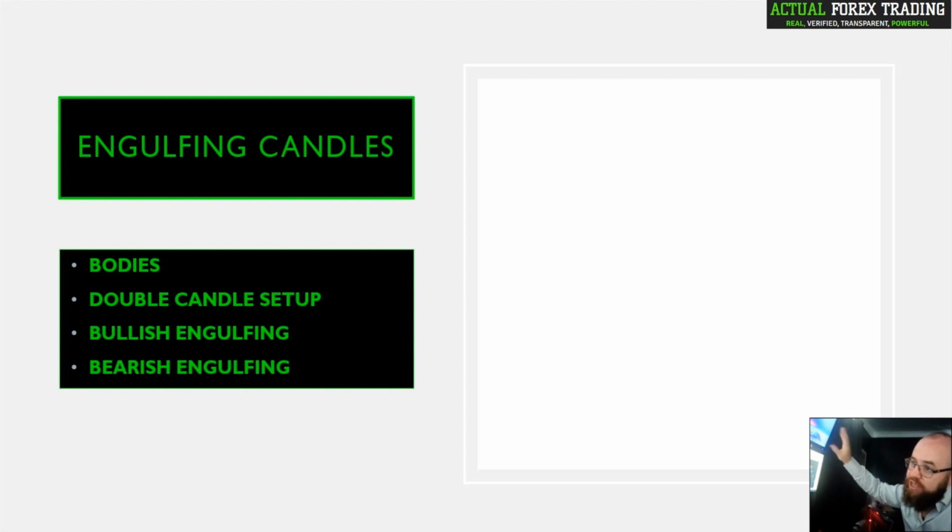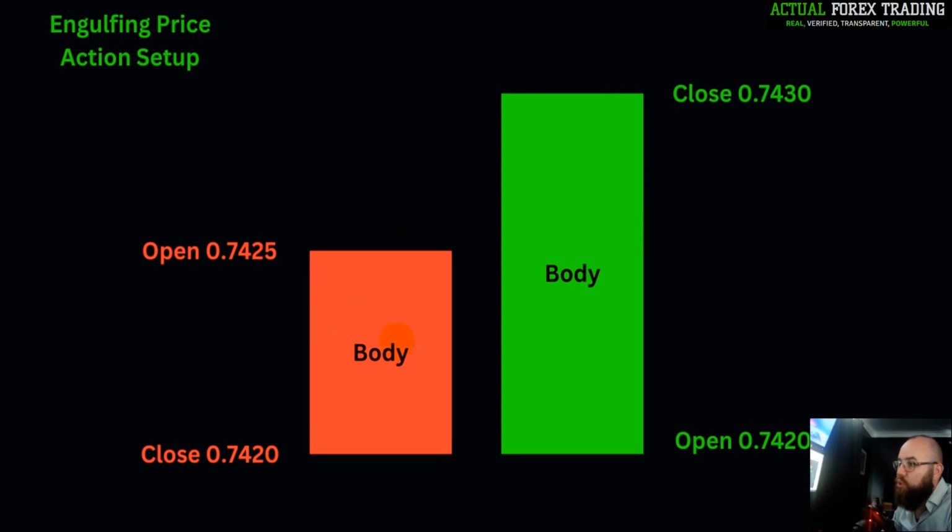So bullish engulfing candles signal that price could move up. Bearish engulfing candles signal that price could come down, that a certain currency pair could depreciate or appreciate if it's bullish engulfing. Let's have a look at this setup, see what it looks like. It's two bodies, a double candle setup. This is a bullish engulfing candle setup. You need one body to engulf the previous candle's body.